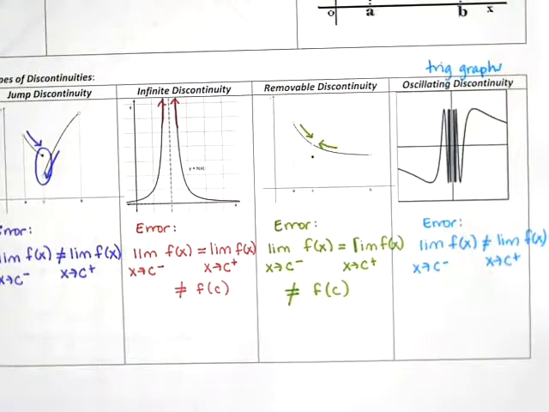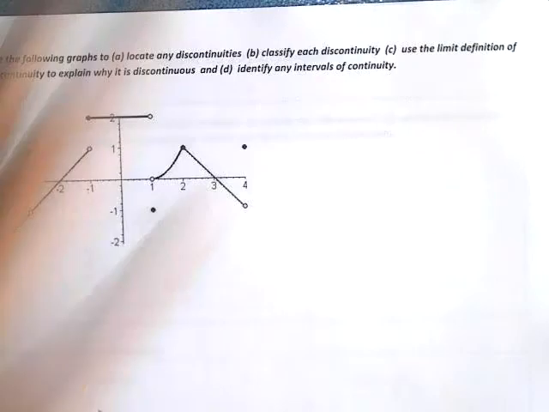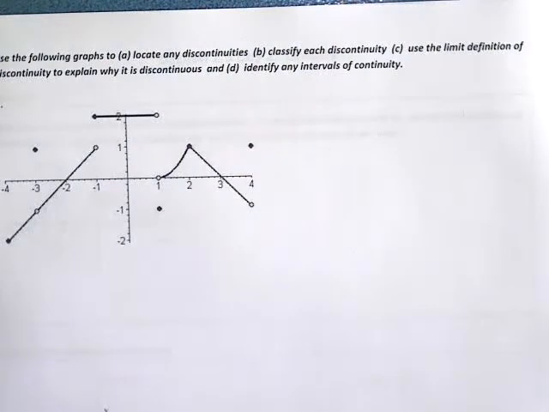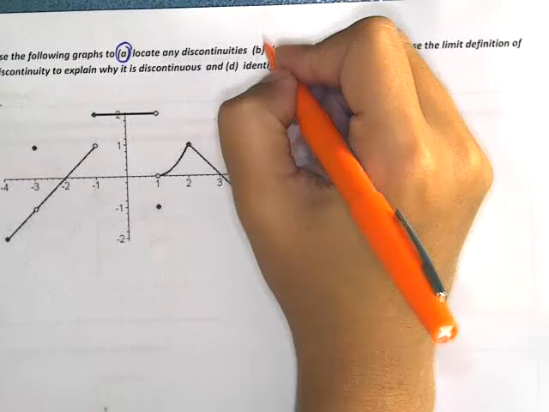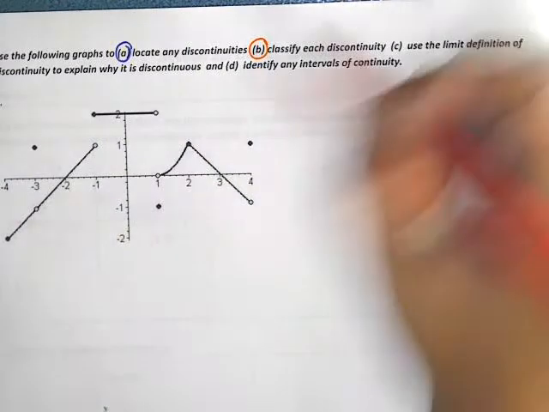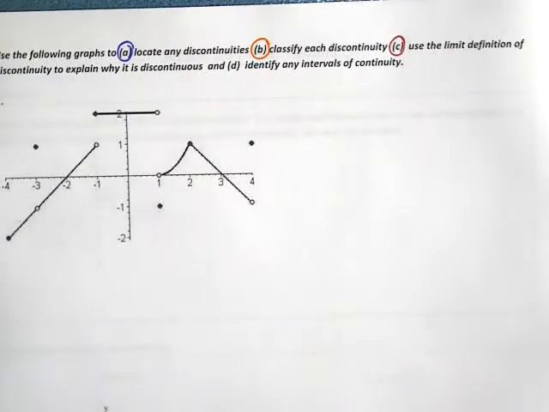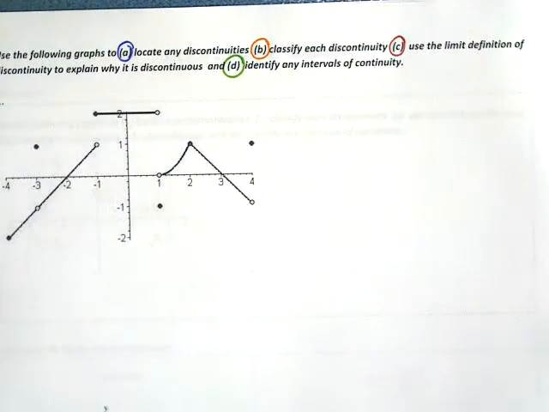Okay, let's take a look at an example. So in this example, we're going to do a bunch of different things. We're going to find the discontinuities. That's part A. We're going to classify the discontinuities. That's part B. That means like say, is it a jump? Is it removable? Is it an infinite? We're going to use limits to explain why it's not continuous. And then the last thing is going to be to identify where it is actually continuous.